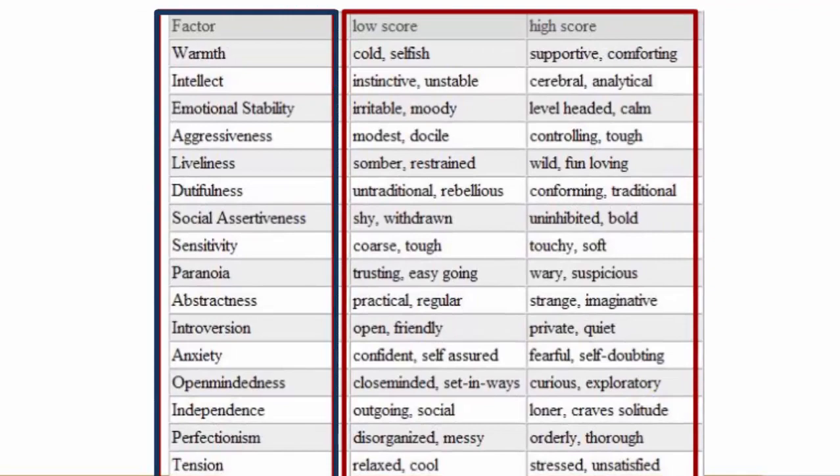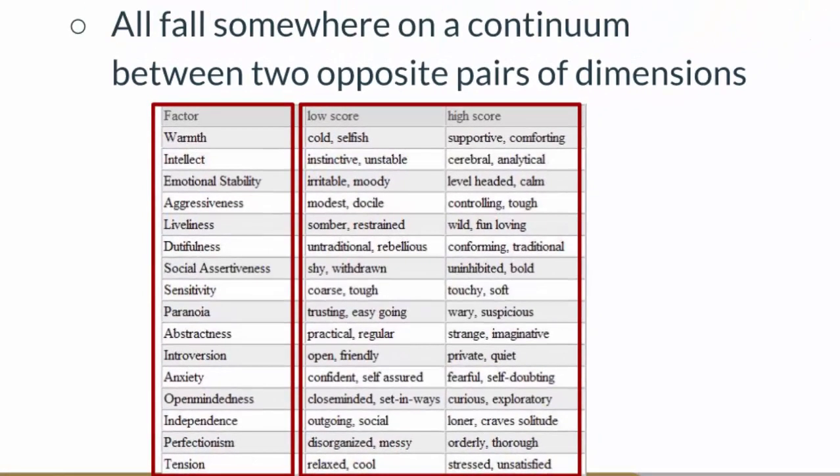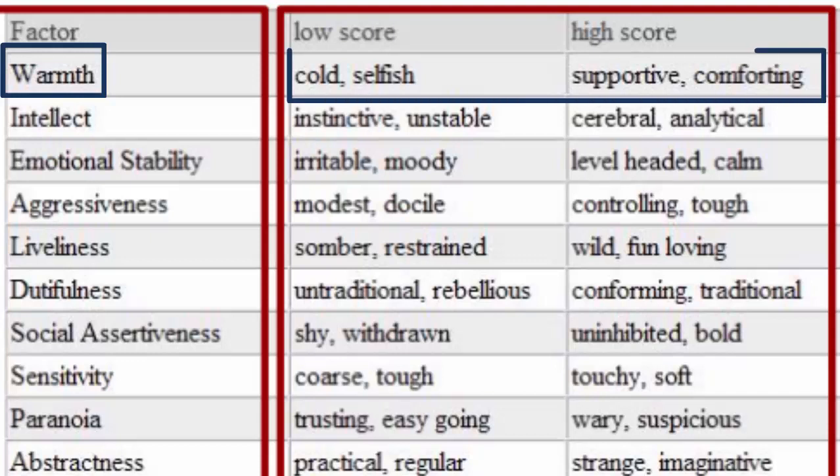And what he believed is that each person falls on a continuum for each one of these factors. Now, a continuum is like a scale from left to right. So if you look at warmth, for example, there's a low score and a high score, and then there's all the space in between.